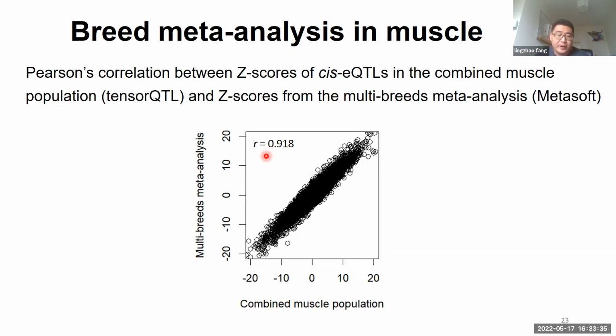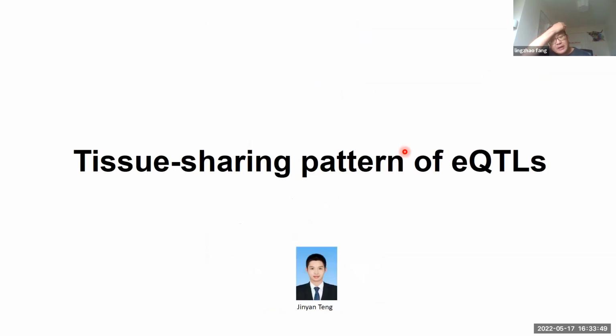But this correlation is not exactly 1, and we also detected breed interaction QTLs in our analysis, but I didn't show that here. And the next step, we started to ask how these eQTLs are shared across tissues, because this is a very important question. In the next step we generate eQTLs in tissues, but we have limited bodies, so which tissue is more informative is something we need to consider.